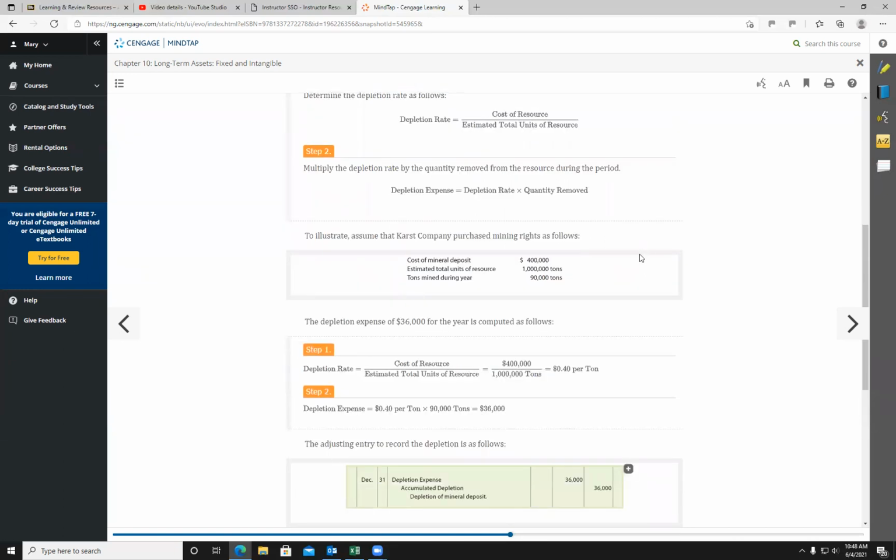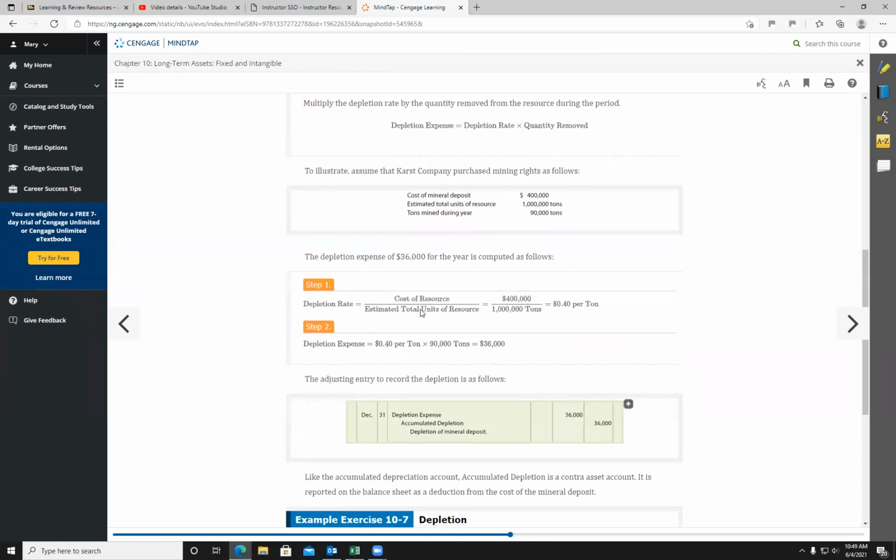So let's illustrate that. Karst Company purchased mining rights. The cost of the mineral deposit was $400,000. Estimated total units of resource is about 1 million tons, and the tons mined during the year is about 90,000. So the depletion expense of $36,000 for the year is computed as follows.